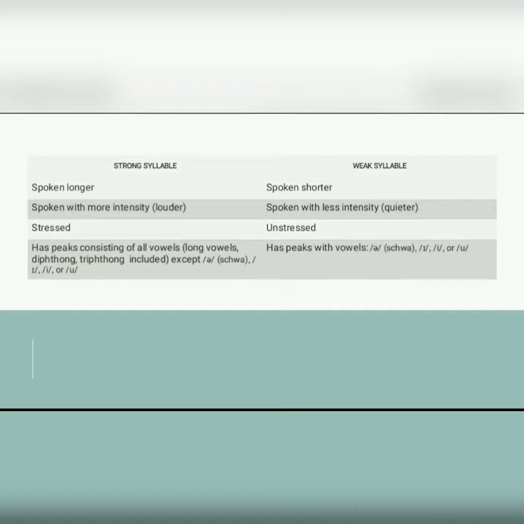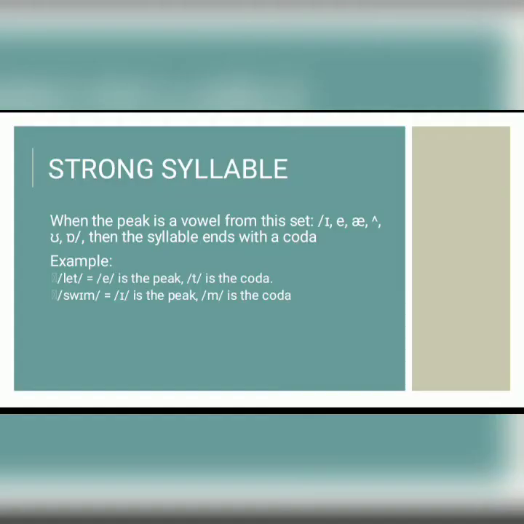Meanwhile, a weak syllable has a different quality from a strong syllable. A weak syllable is spoken shorter, spoken with less intensity or quieter, unstressed, and has peaks with vowels or schwa, e or u. In a syllable, of course, there is a peak. Peak is the central part of the syllable, most commonly a vowel.